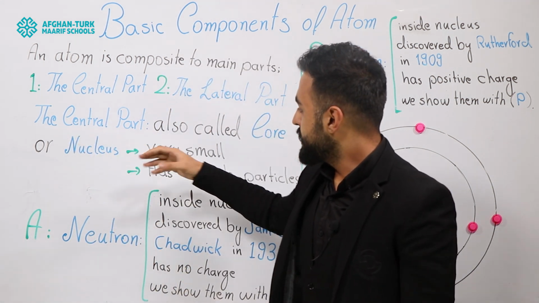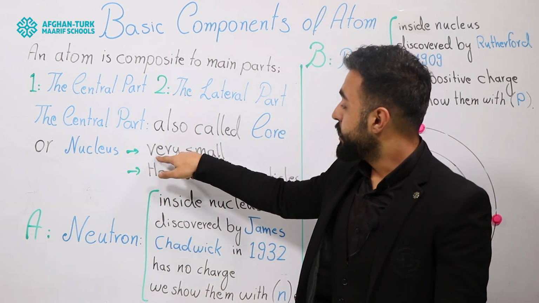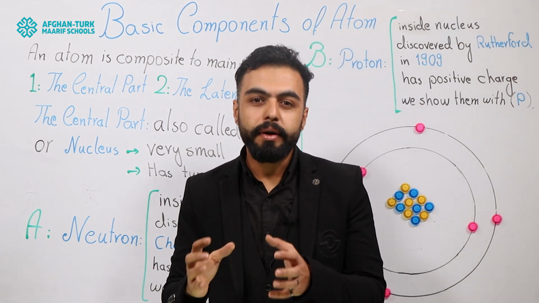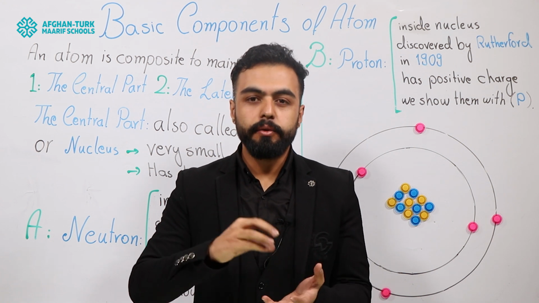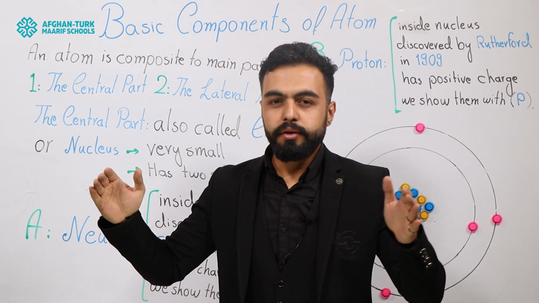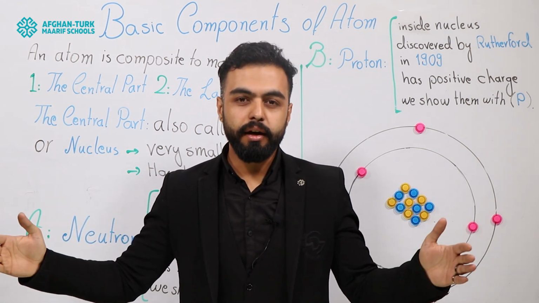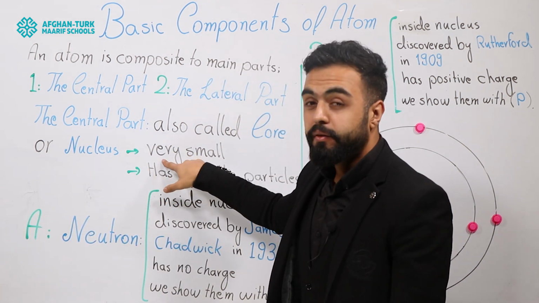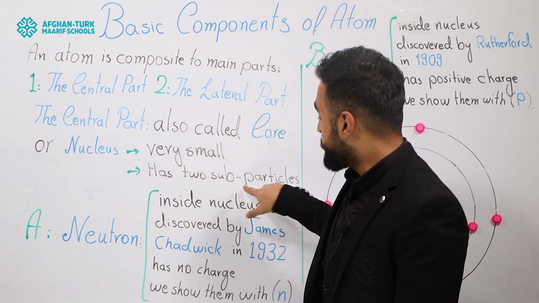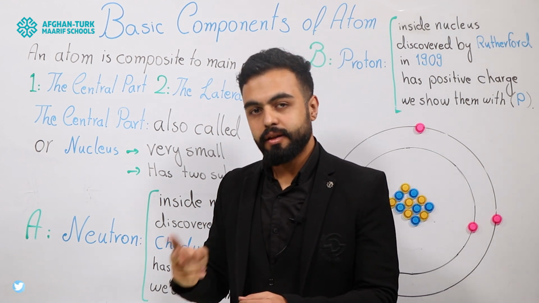The central part, also called core or nucleus, is a very small part of atom. A very small part. If we compare the nucleus with the atom itself, it is like a small ball compared to the big stadium or football ground. So it is a very tiny part of an atom. It has two subparticles inside it. So the nucleus, we have two subparticles inside that.